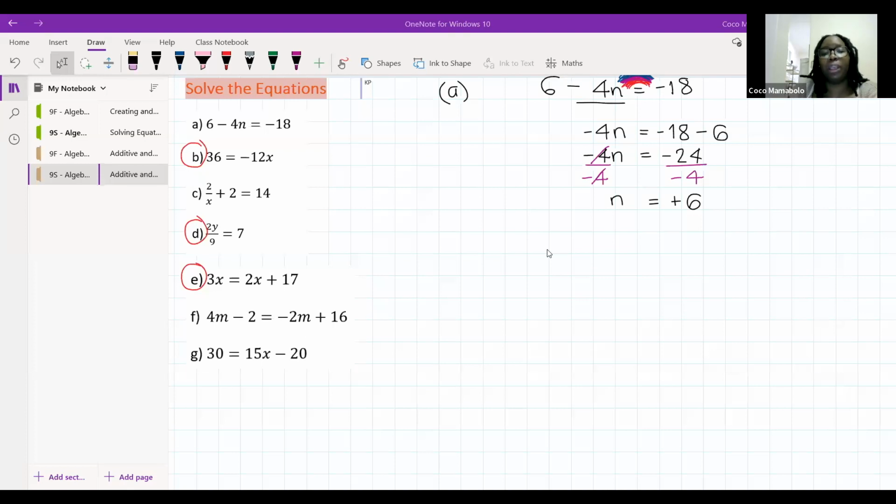Can you answer B for me? Let's answer B very quickly because the time is... So we do negative 12x equals 36. So we can swap it around. Negative 12x equals 36. And then how do we get rid of that negative 12 in front of my x? Well, we know at this point we just need to divide by negative 12.